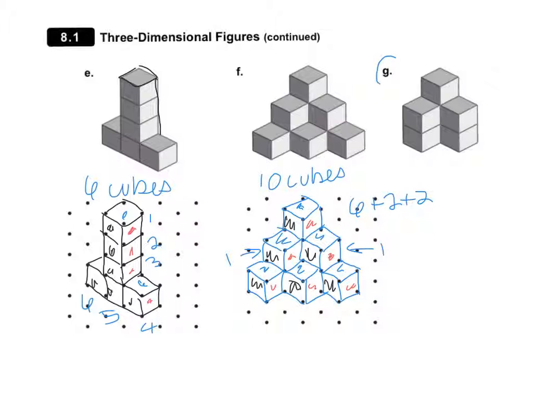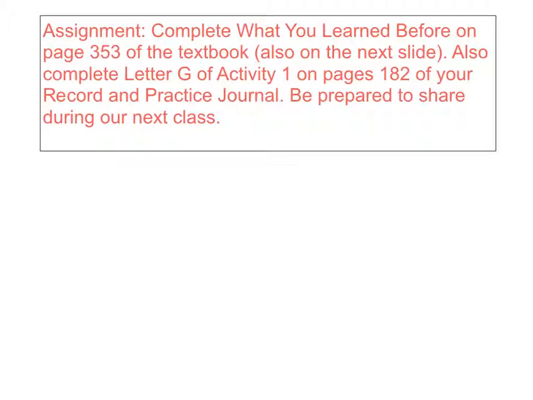Your assignment is going to be to draw letter G on your remaining isometric paper, and also to tell how many cubes there are. Your assignment for this lesson is to complete the What You Learned Before page 353 of your textbook. It is also located on the next slide. Also complete letter G of Activity 1 on page 182 of your Record and Practice Journal. Be prepared to share during our next class.